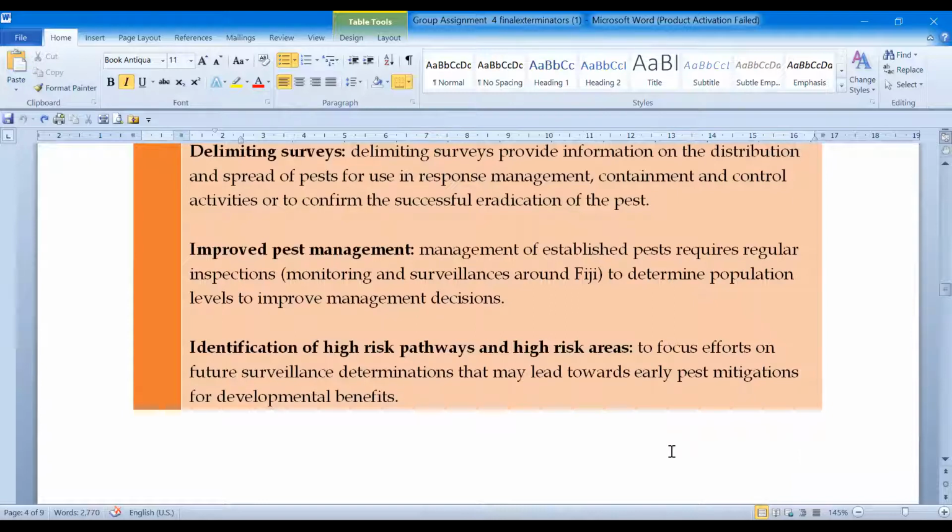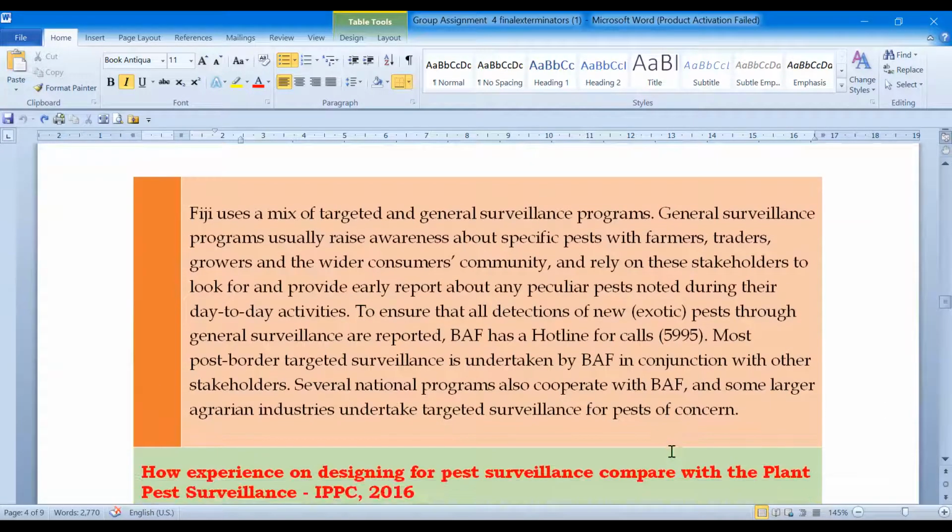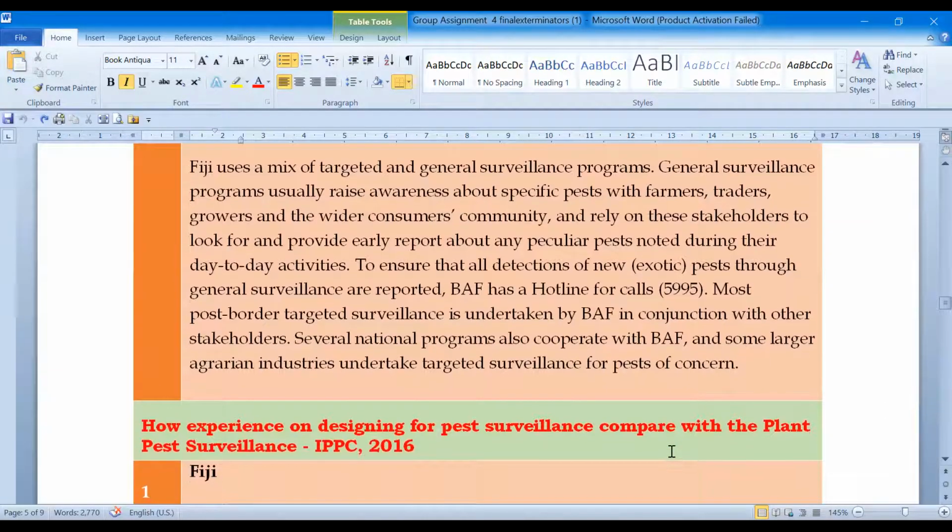The established pests are also managed through regular inspections to determine their population, so that if there are trigger levels, then they are able to be established. And then identification of high-risk pathways and high-risk areas to focus efforts on future surveillance that may lead towards early pest mitigations for developmental benefits. So Fiji uses a mix of targeted and general surveillance programs.